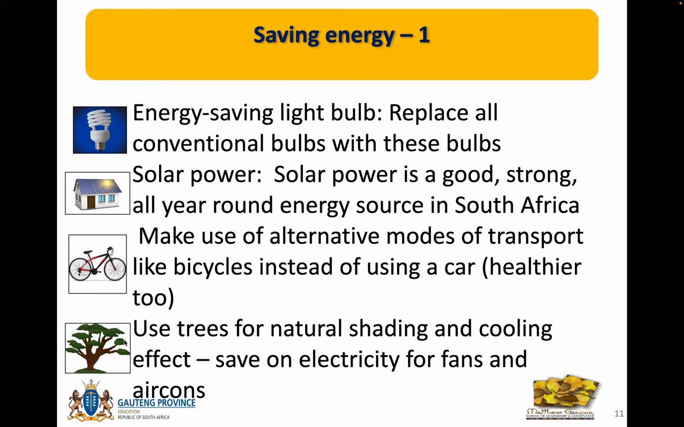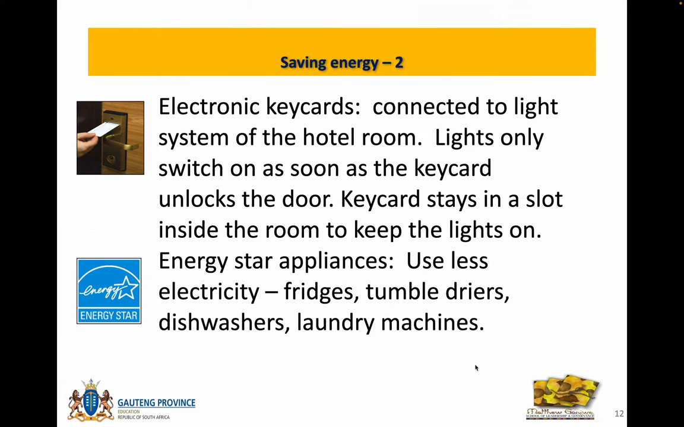Then the other one would be a tree. We can use a tree for natural shading, so we don't use electricity for a fan. We can just go there to the shade, which will cool us down, which saves electricity from the fan and aircon as well. So these are the ways of saving energy.